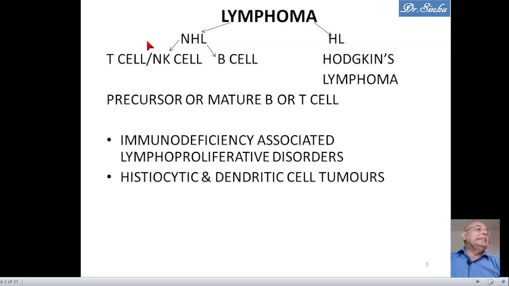About 70 entities are there in WHO classification of lymphoid neoplasm. Broadly, we can divide lymphoid neoplasm into lymphoma, which may be non-Hodgkin's lymphoma or Hodgkin's lymphoma. Non-Hodgkin's lymphoma may be of T or NK cell or B cell in origin. Tumor may arise from precursor or mature B or T cell. Other lymphoid neoplasms are immunodeficiency associated lymphoproliferative disorders and histiocytic and dendritic cell tumors.